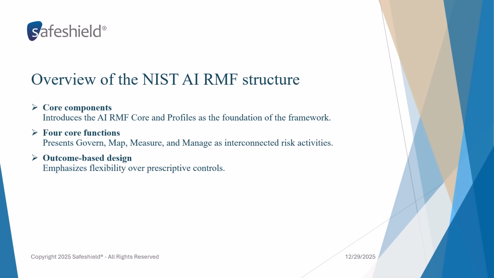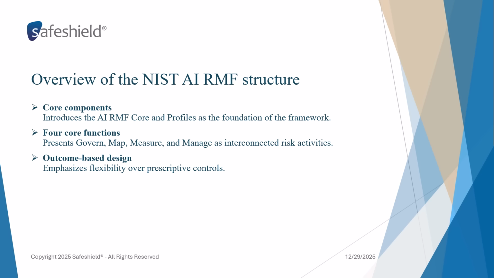The AI RMF core consists of four primary functions: govern, map, measure, and manage. These functions represent distinct but interconnected activities that collectively support AI risk management. They are not intended to be followed sequentially, but to operate as a continuous and iterative cycle. Each function is broken down into categories and subcategories that describe specific outcomes.